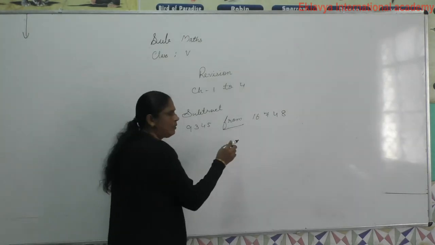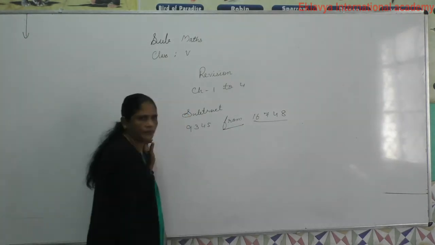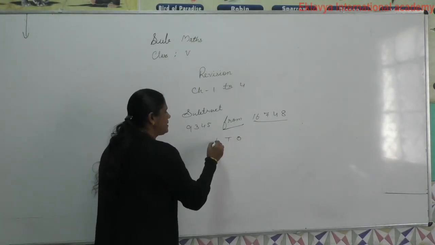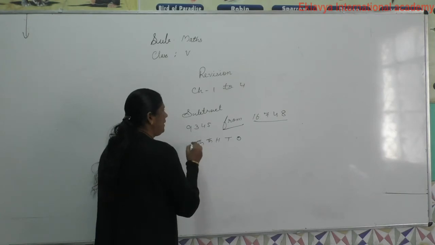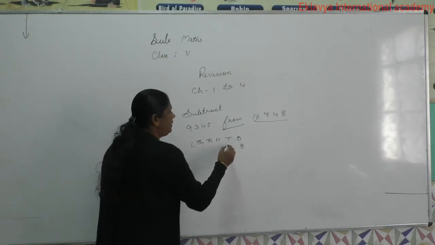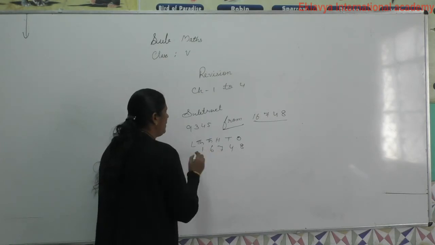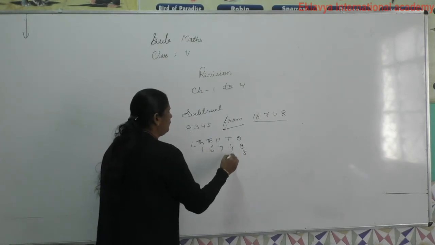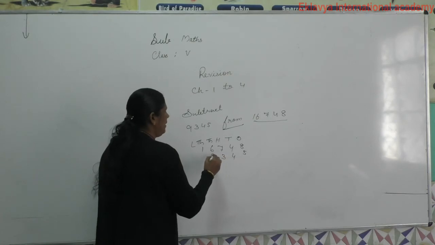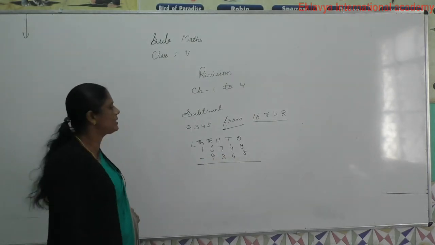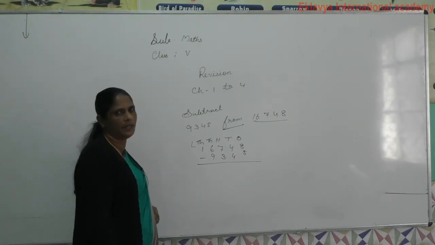Therefore, which number do you write first? This number. Understand? Again, you write ones, tens, hundreds, thousands, ten thousands, lakh. Then you write 8, 4, 7, 6, 1. Here, 5, 4, 3, 9. Then you subtract this number. Understand? You start from the right hand side.